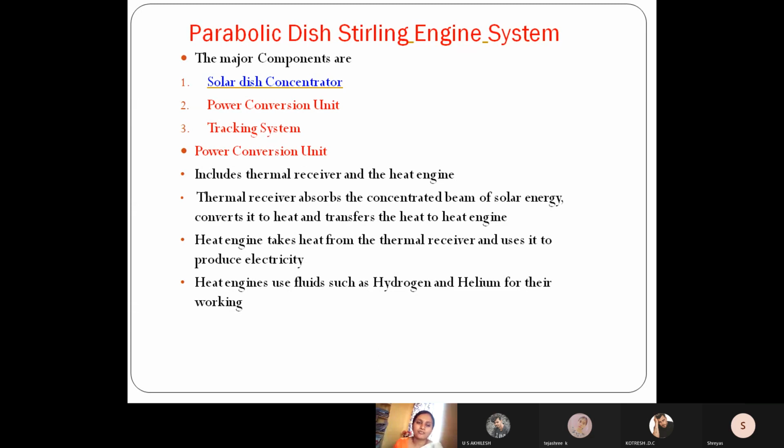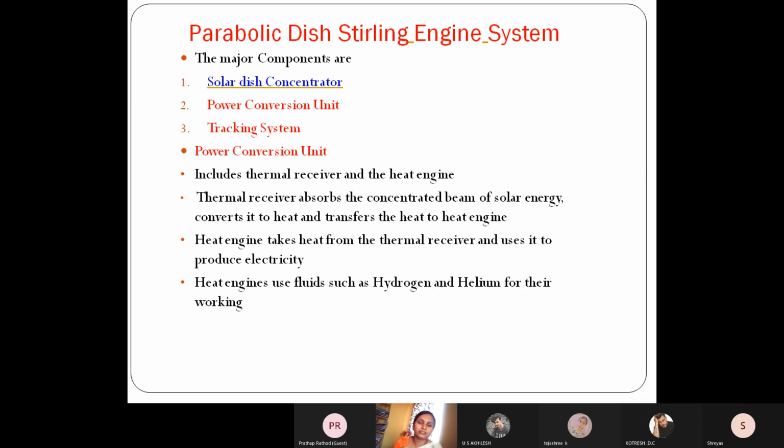And next is the power conversion unit. It includes a thermal receiver and also a heat engine. The thermal receiver absorbs the concentrated beam of solar energy, converts it to heat, and transfers the heat to the heat engine. And what will the heat engine do?